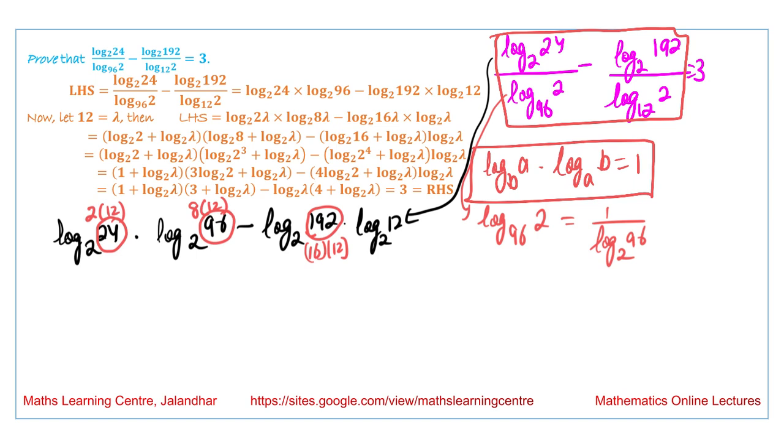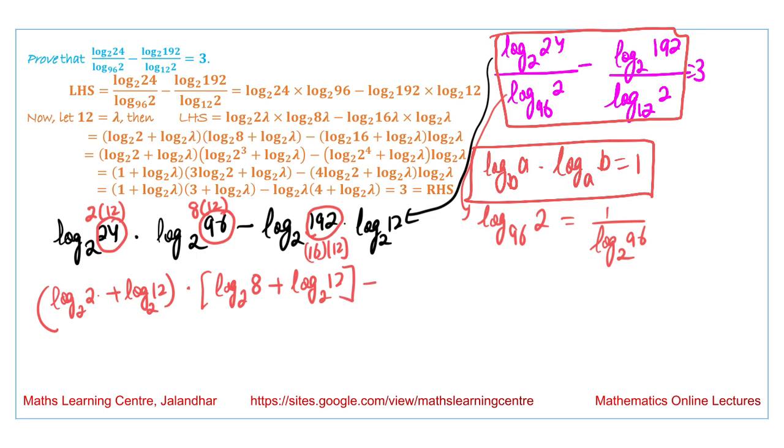So we can write from this term, we are saying it is log base 2 of 2 plus log of 12 to the base 2. Next term we are writing it is into log base 2 of 8 plus log of 12 to the base 2, then it is minus log base 2 of 16 plus log of 12 to the base 2, and the last term we will have is into log of 12 to the base 2. The value of this term is 1.